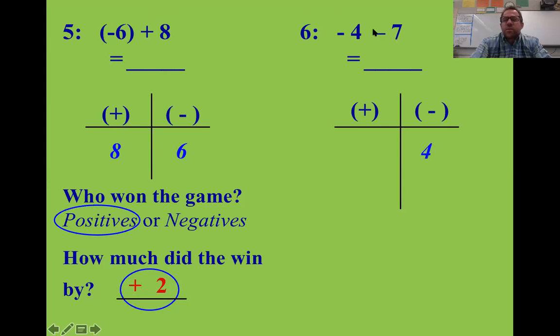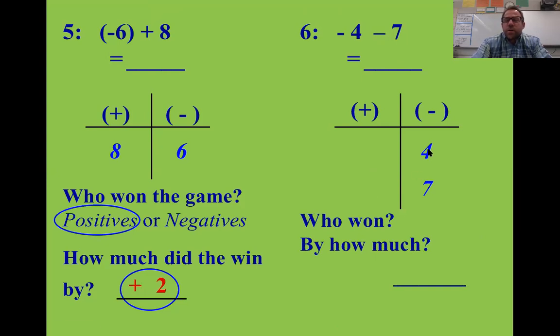Okay, here is a -7. This minus sign is like a negative, so this is -7. Where do those points go? They go to the negative team. Now, the positives did not score any points. They didn't score anything, 0. So we asked the question, who won the game? By how much? Well, you can see that the negatives won the game. They're the only ones that scored points.